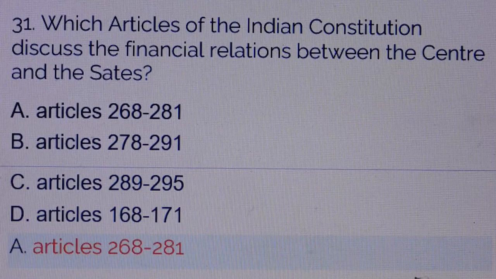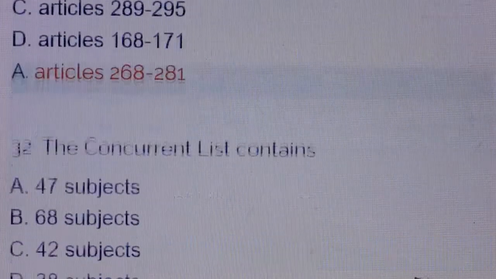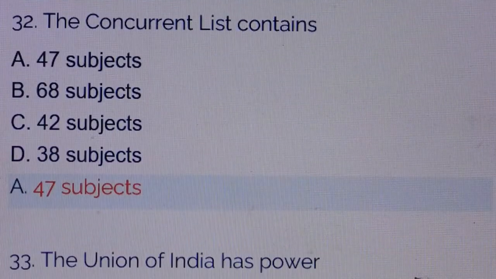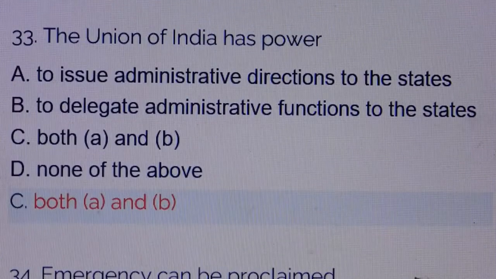Question number 31. Which article of the Indian Constitution discusses the financial relations between the center and the states? Answer is option number A, Article 268, Article 281. Question number 32. The concurrent list contains. Answer is option number A, 47 subjects.